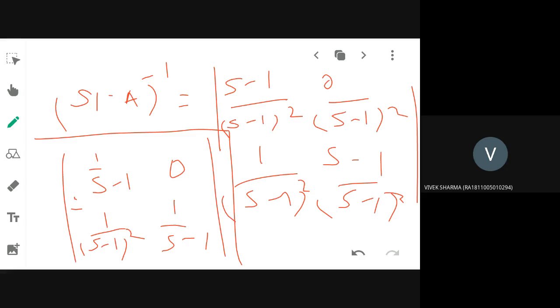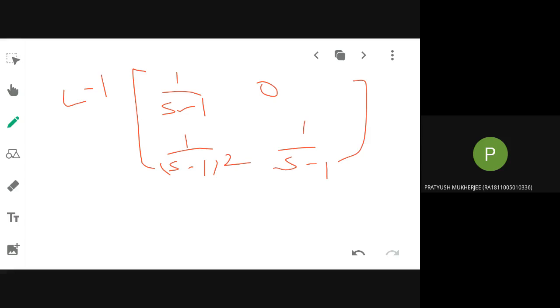Final step: partial fraction? You have to take the inverse Laplace transform. You can directly take L inverse; no need to take partial fraction expansion. Only if it's not possible, then you can take it. So directly take the L inverse of this: 1 by (s minus 1), 0, 1 by (s minus 1) whole squared, 1 by (s minus 1). So that will be giving you e power At, or phi of t. So tell me what is the final answer.